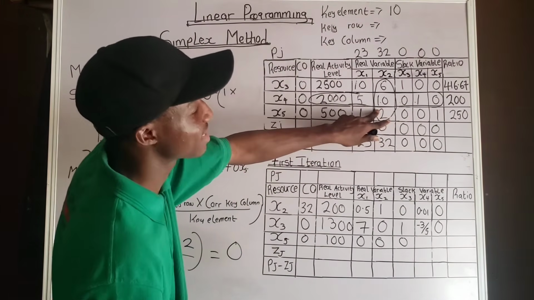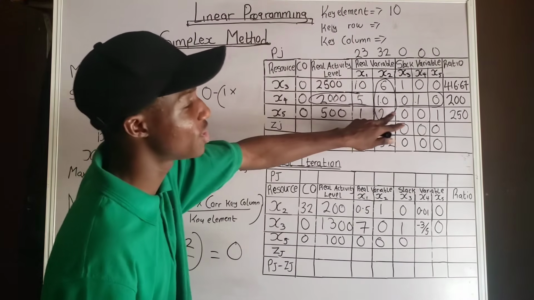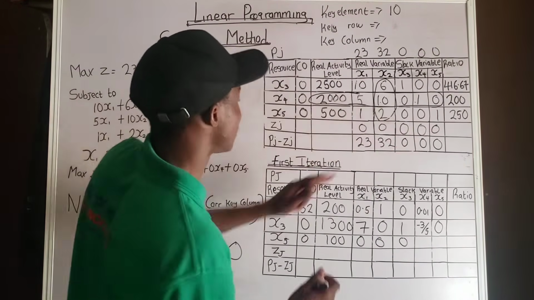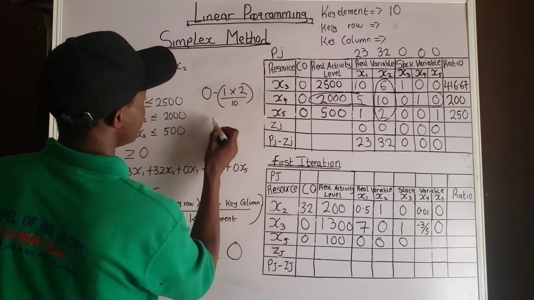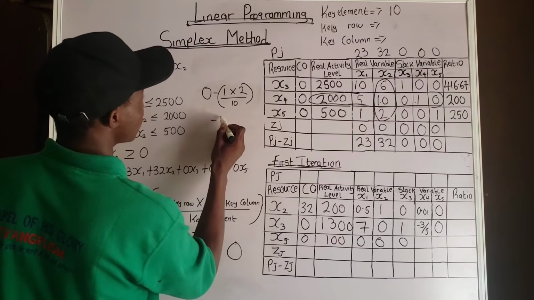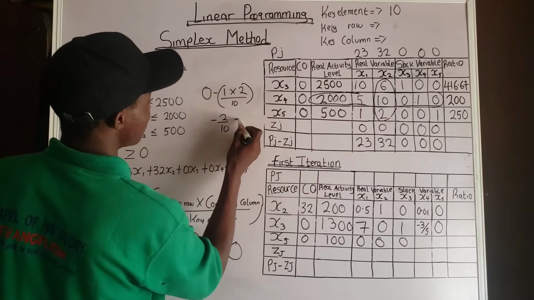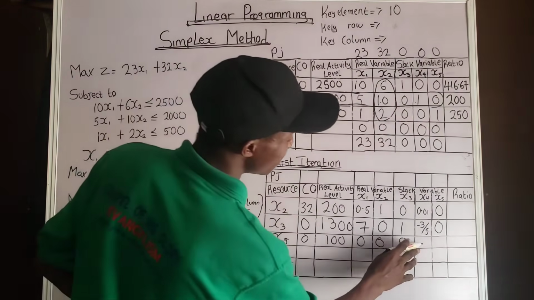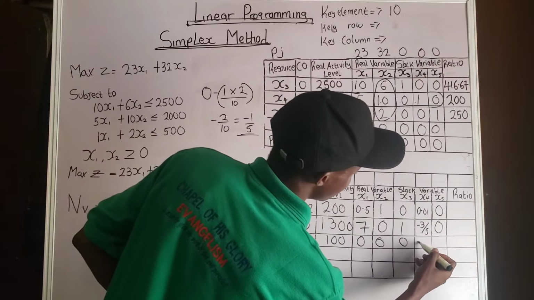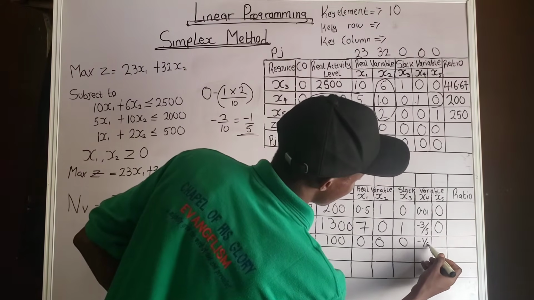The element that corresponds to 0 from the key column element is what? 2. You understand? So I'm going to have 1 multiplied by 2 all over 10. So if you punch your calculator, you're going to have 1 minus 2 over 10. And this can be reduced as what? Minus 1 over 5. So the new value of these cells is what? Minus 1 all over 5.